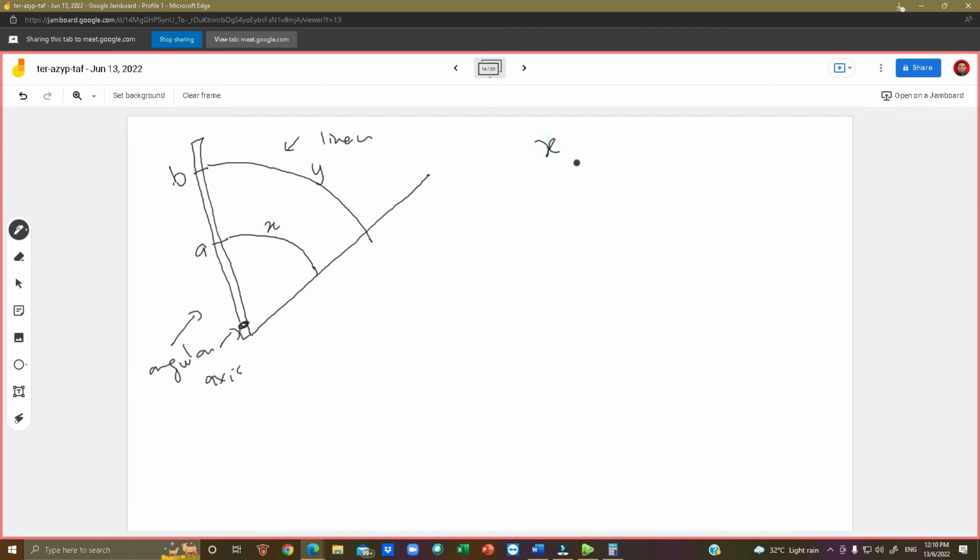So, X equals to R A. Okay, distance ialah R and A. Ni dia kena ada, kita kena masukkan dia punya R, axis of rotation. Y sama dengan R B. Okay, kita kena masukkan axis of rotation.